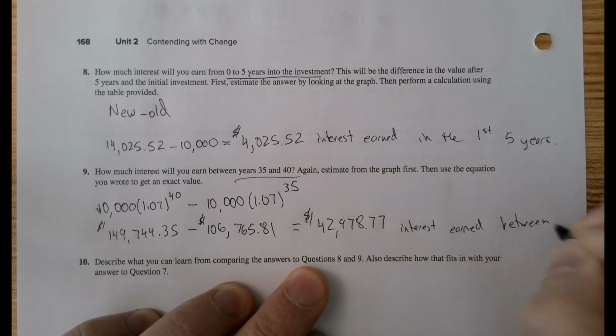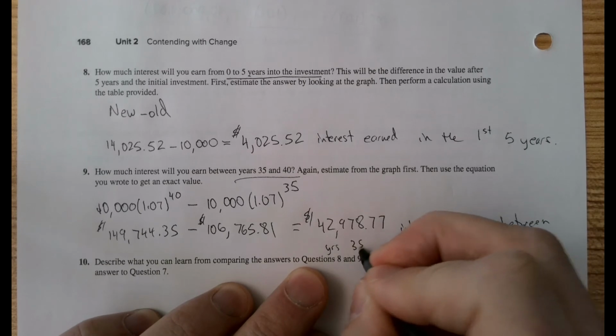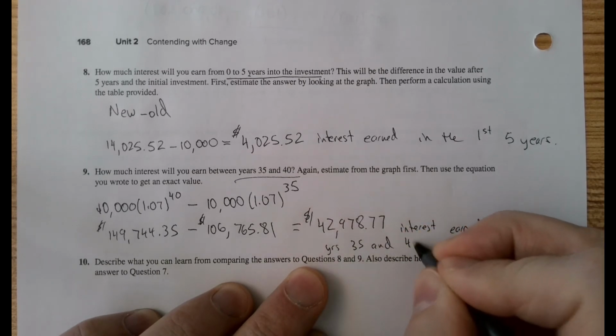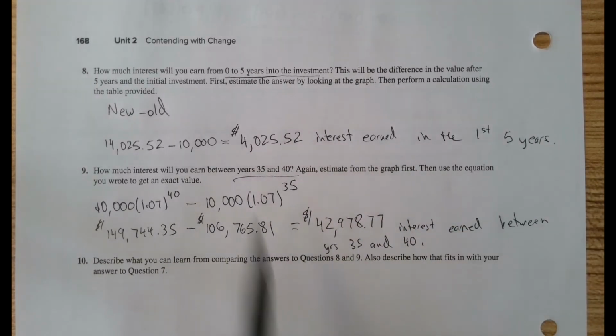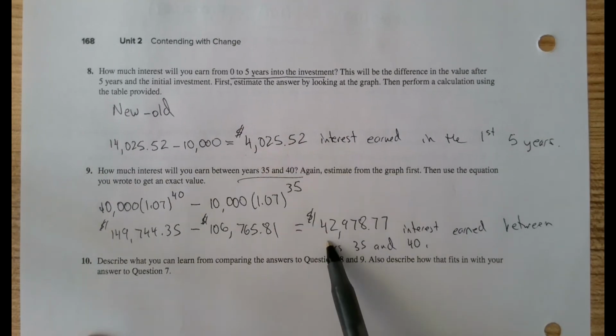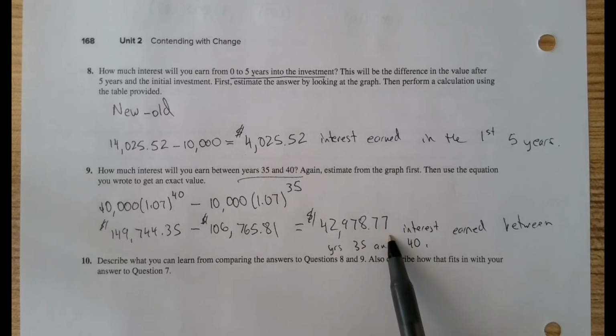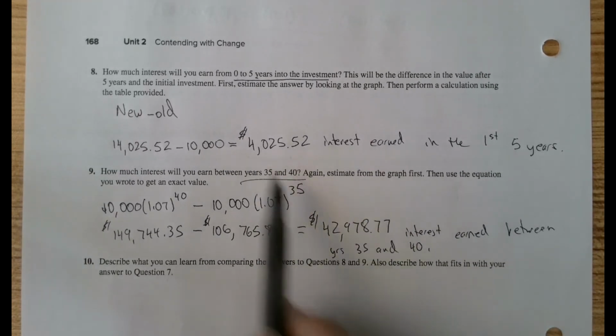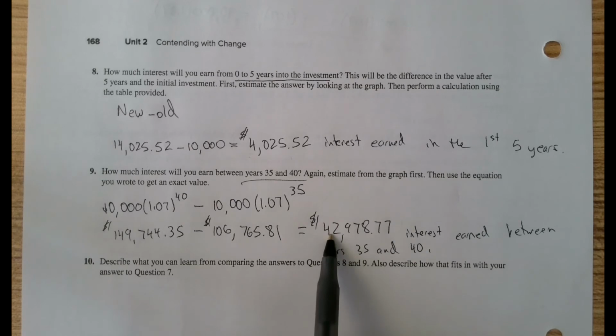between years 35 and 40. Notice a ton more interest earned when compared to the first 5 years. To be clear, though, this 4,000 that we earned was a part of this 42,000. But it's still, I was way off. This is 10 times the amount of interest earned.